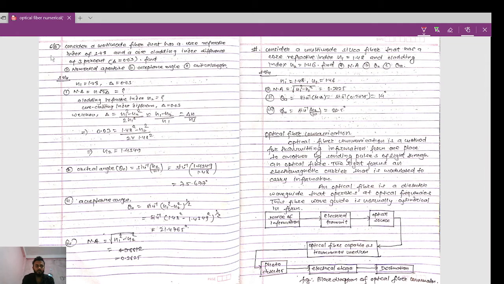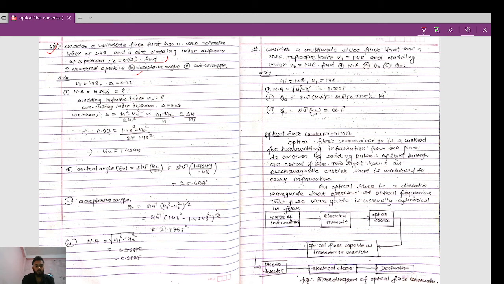And here we have the next one. Consider a multi-mode fiber that has a core refractive index of 1.48 and a core cladding index difference of 3%, meaning value of del is given as 0.03. In this numerical we have to calculate the numerical aperture, acceptance angle and critical angle. So here we have given value of n1 as 1.48 and value of del as 0.03. To calculate NA, meaning numerical aperture, we have the formula n1 into root under 2 del.